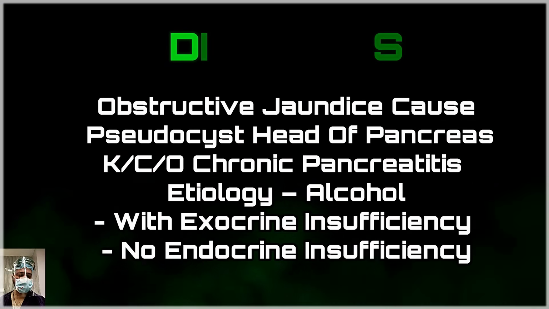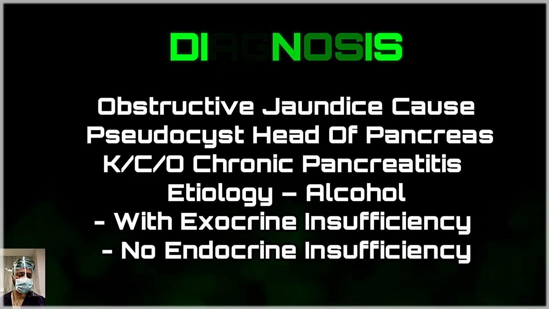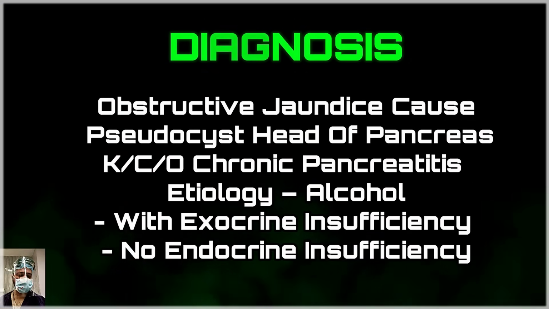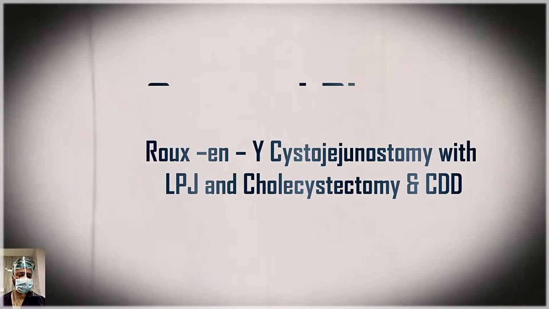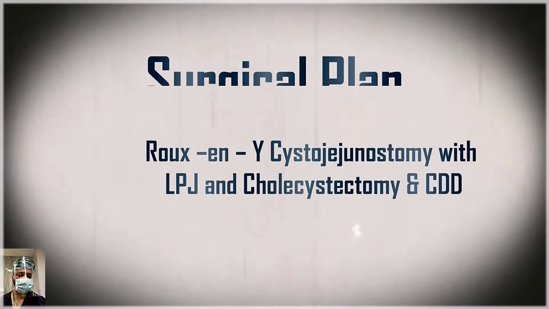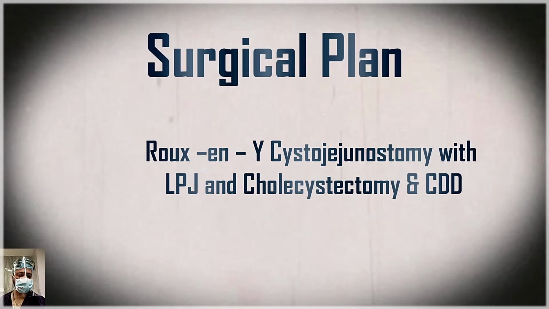So now after the imaging, we had our final diagnosis of obstructive jaundice caused by pseudocyst head of pancreas. The malignancy was ruled out, and he was a known case of chronic pancreatitis. Etiology was alcohol with exocrine insufficiency, and there was no endocrine insufficiency. So we planned this patient for Roux-en-Y cystojejunostomy with the lateral pancreaticojejunostomy, cholecystectomy, and choledochoduodenostomy.